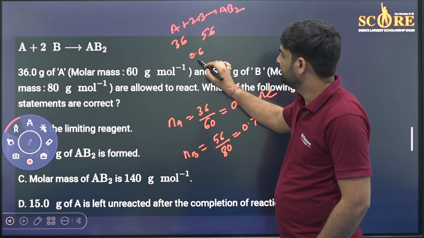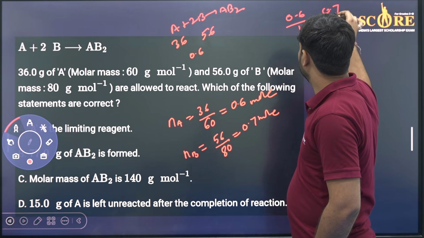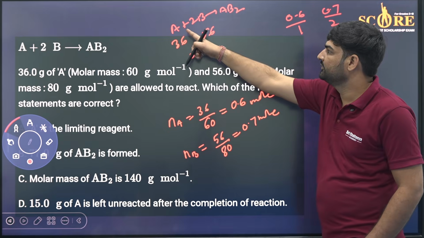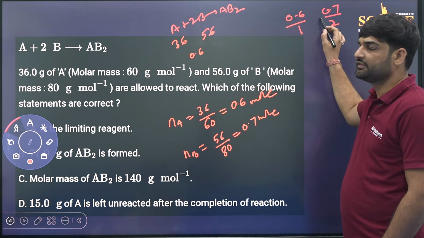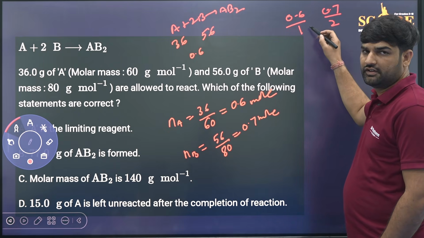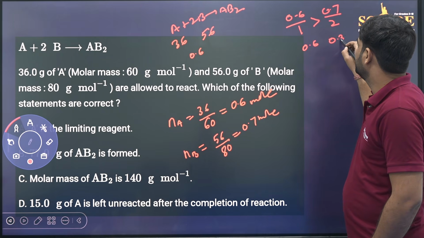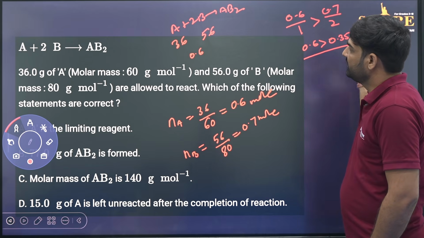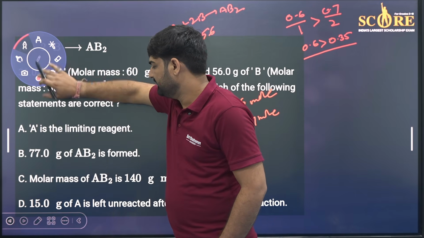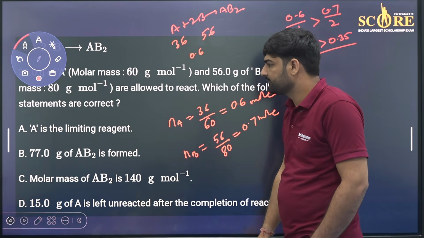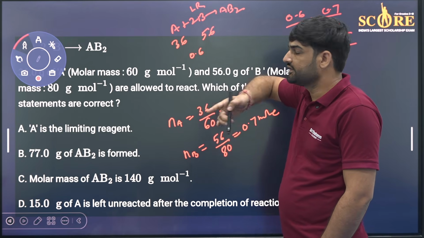Moles divided by stoichiometric coefficient is 1. Moles divided by stoichiometric coefficient. This is for A, this is for B. Moles divided by stoichiometric coefficient. Which one is minimum? This is minimum. So this will be 0.6, 0.35. So we can say B is the limiting reagent. So B is LR. LR will consume first.